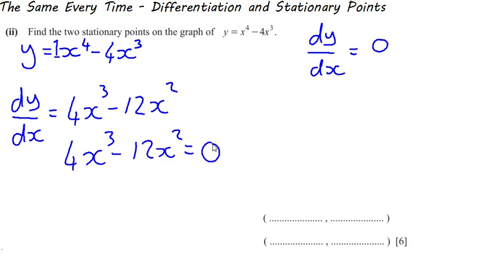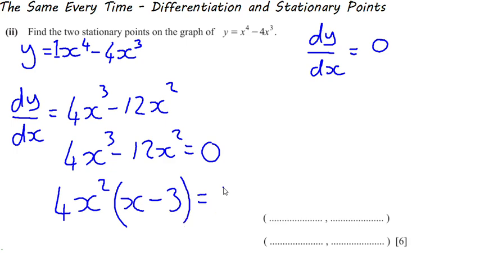What we do need to do is factorize. So look at the numbers 4 and 12, highest common factor of 4 and 12, 4. Look at the powers, x to the power 3, x to the power 2. It's the smallest power that we take outside. And then 4x squared times what makes 4x cubed? 4x squared times x. And then minus 4 times what makes 12? 4 times 3. And there's already the x squared there, isn't there? So 4x squared times 3, negative 3, is going to give me the negative 12x squared.